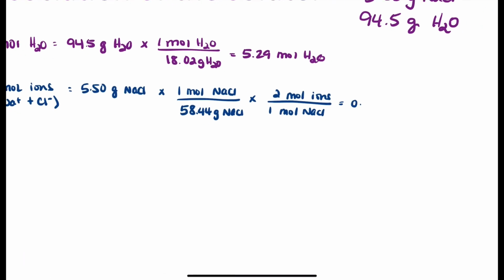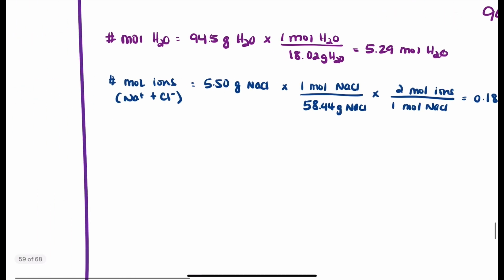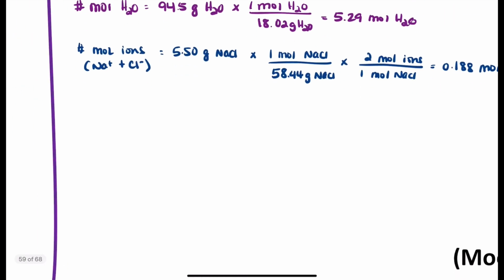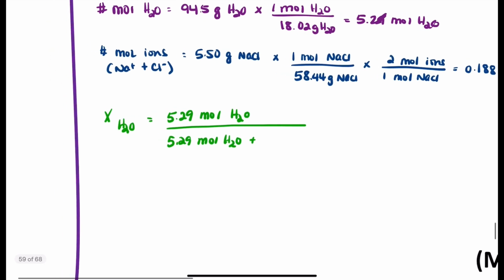This gives me a value of 0.188 moles of ions. Sorry, I'm trying to read my own writing. I had to take photos of these so I could write out the answers without recalculating for you guys. So now I'm going to find my mole fraction of water. Mole fraction is the number of moles you have of the species you're looking for, divided by the total moles of the system. So I have 5.29 moles of water. I apologize, I could not read my own writing. That should be a 5.24.